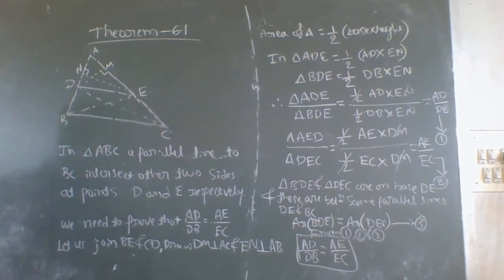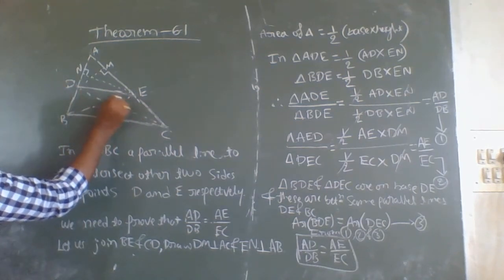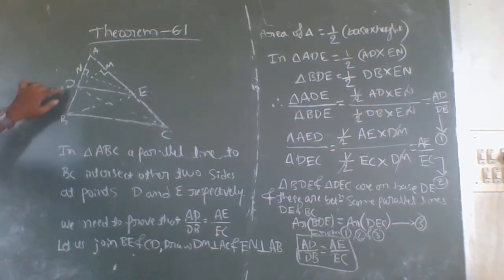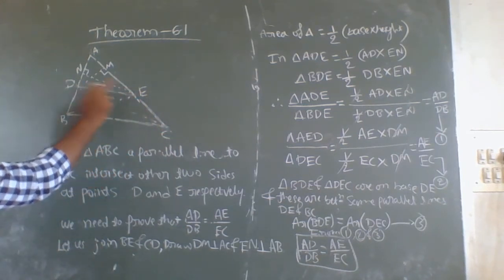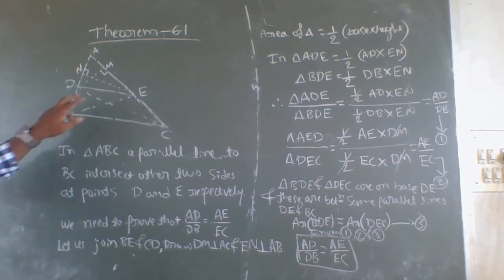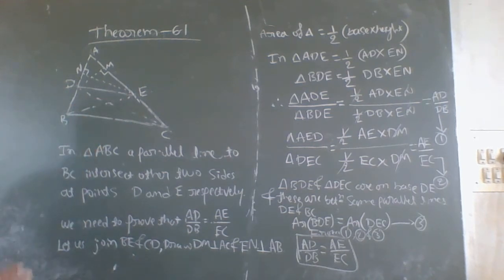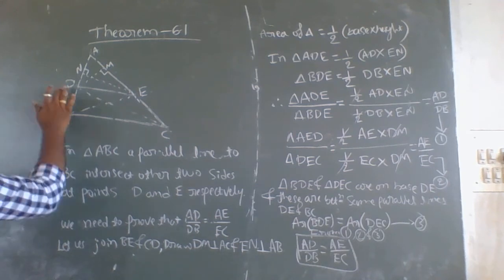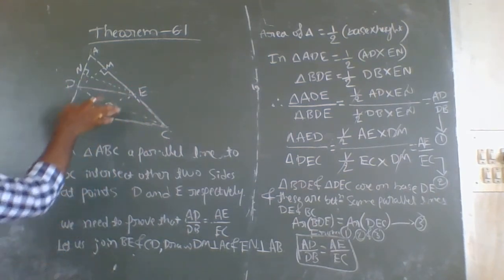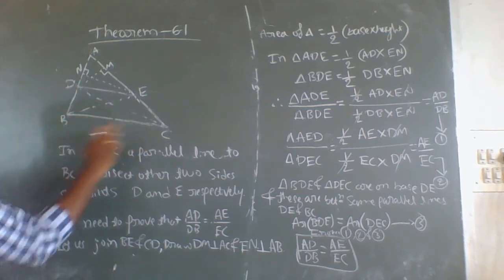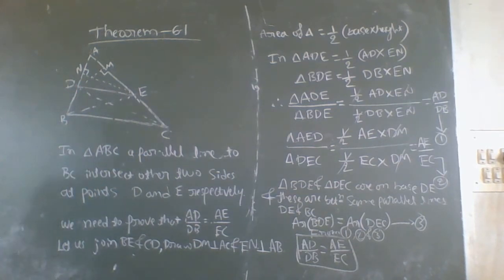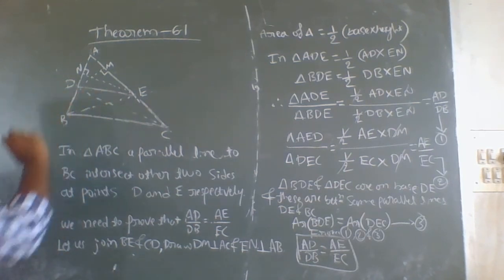Next, here in triangle BDE and triangle DEC, means these two triangles are on the same baseline DE. Here DE is the same baseline for both triangle BDE and CED. Here base is same, and these two triangles are between the same parallel lines DE and BC. So here base is also same and height is also same. Why is height same? Because these triangles are between same parallel lines.